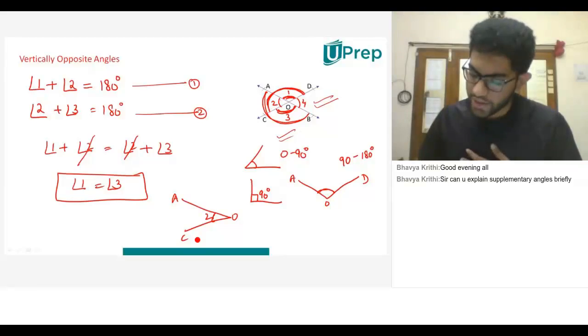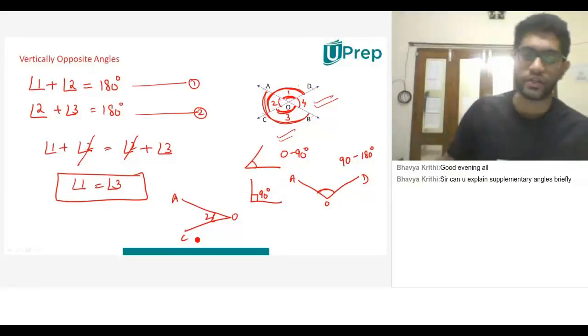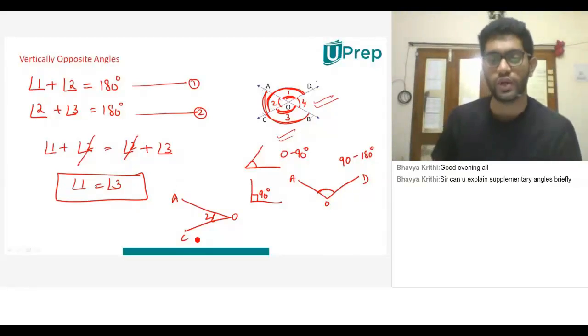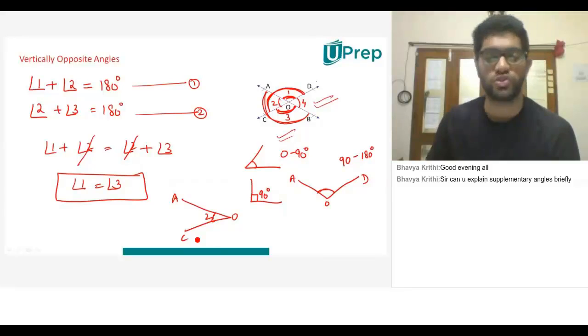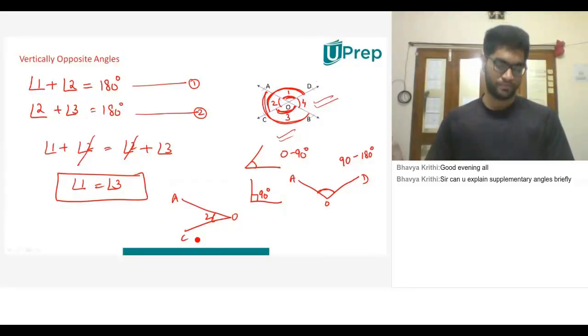And we also know that angles on a straight line equal 180 degrees. Therefore, angle 1 plus angle 2 is 180, angle 2 plus angle 3 is 180, angle 3 plus 4 is 180, angle 1 plus 4 is also 180. Very clear? Sir, I have a doubt.